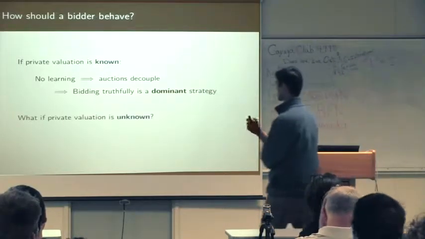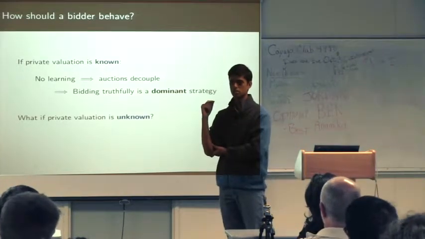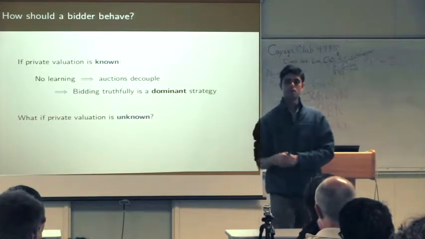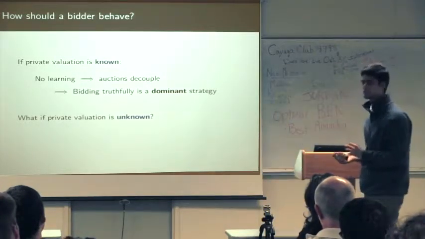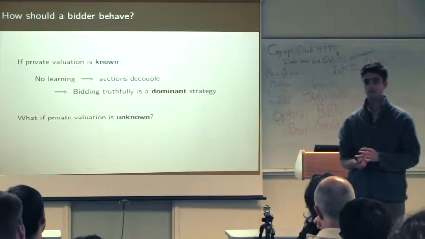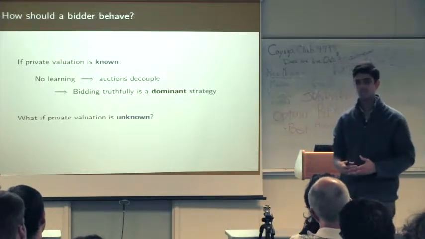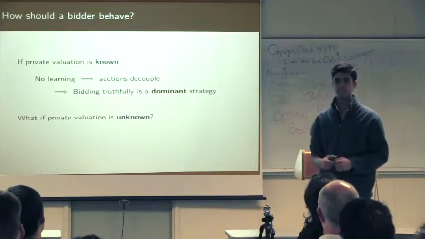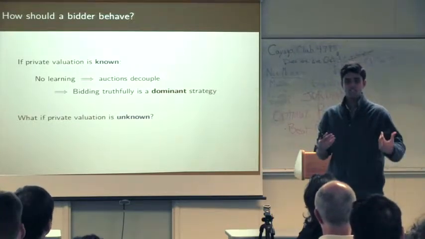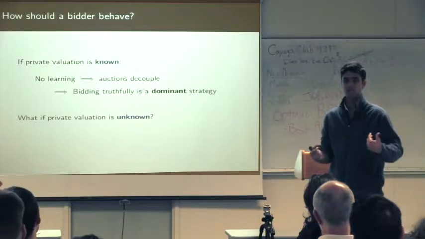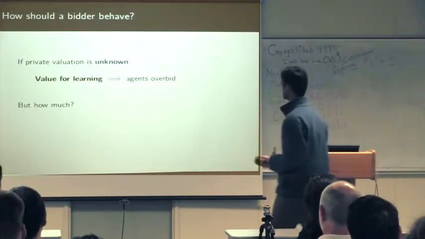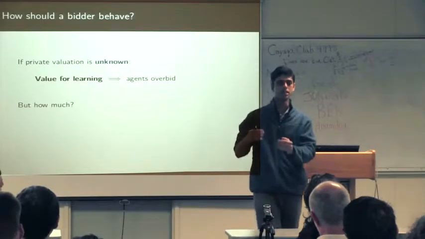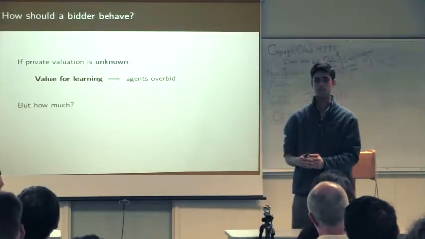So now coming back to our model, what if the private valuation is unknown? Well, if the private valuation is unknown, then definitely there is some learning going on, so they have some value for learning. In particular, if they win, they would get one more observation about their private value. So they have some value for information, and that would mean that agents would overbid. So they may bid above their current estimates of their value.